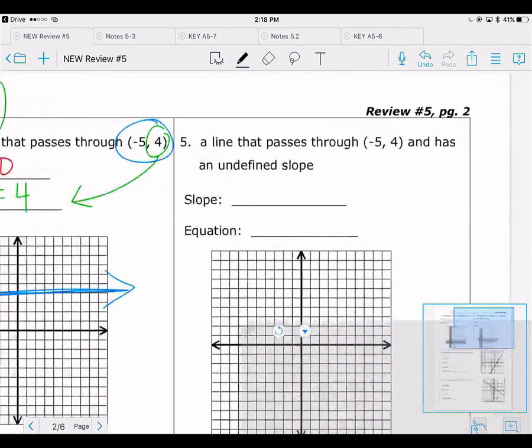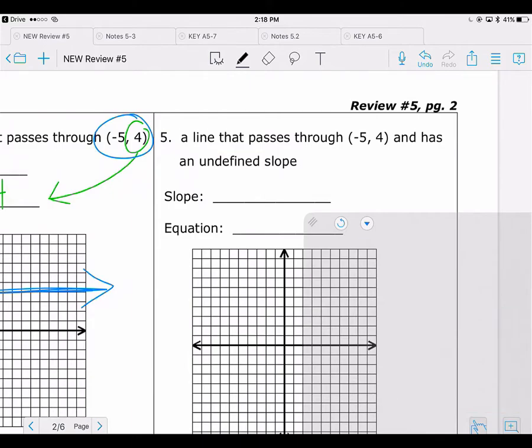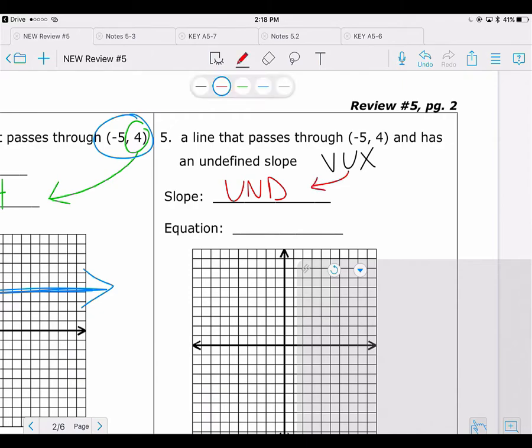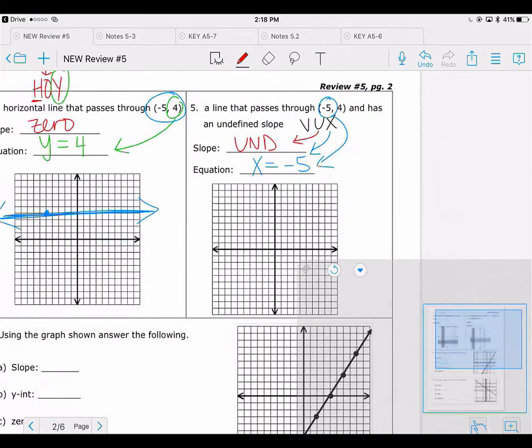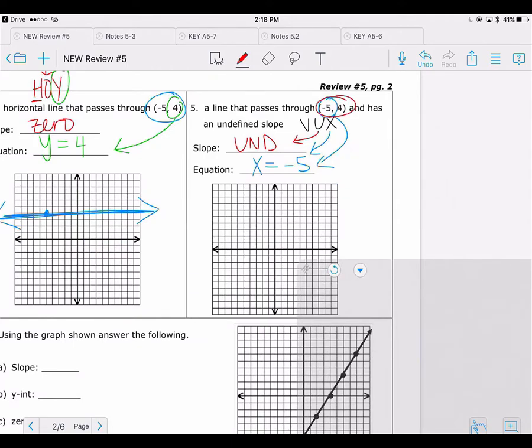Problem 5 is a line that passes through the same point but has an undefined slope, so that would be a VUX. VUX meaning vertical line, so this time it's going to go up and down. The U for my slope, meaning undefined. My equation is going to be x equals my x point. So remember, the HOY and VUX tell you exactly what letter you need to write with your equation. I go to the point -5, 4, and a vertical line goes up and down. Just like basketball players who have good verticals, they're jumping up and down, not left to right.